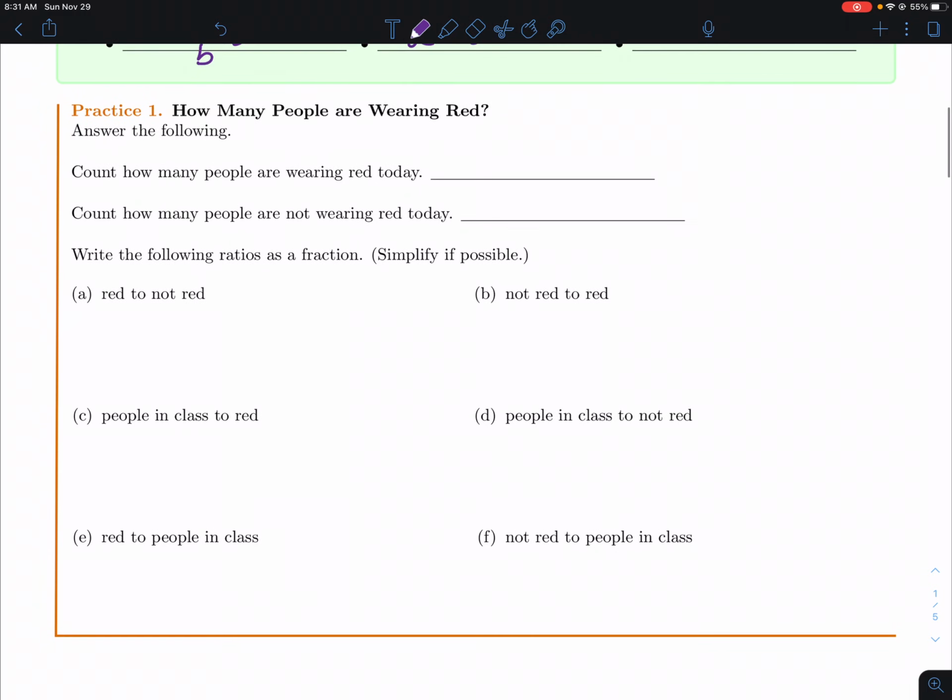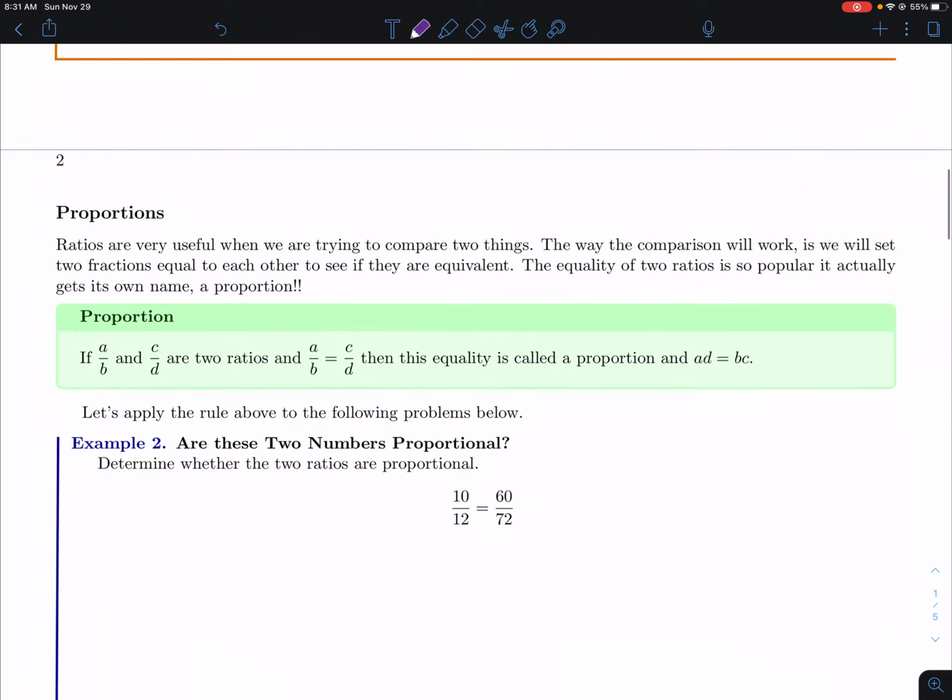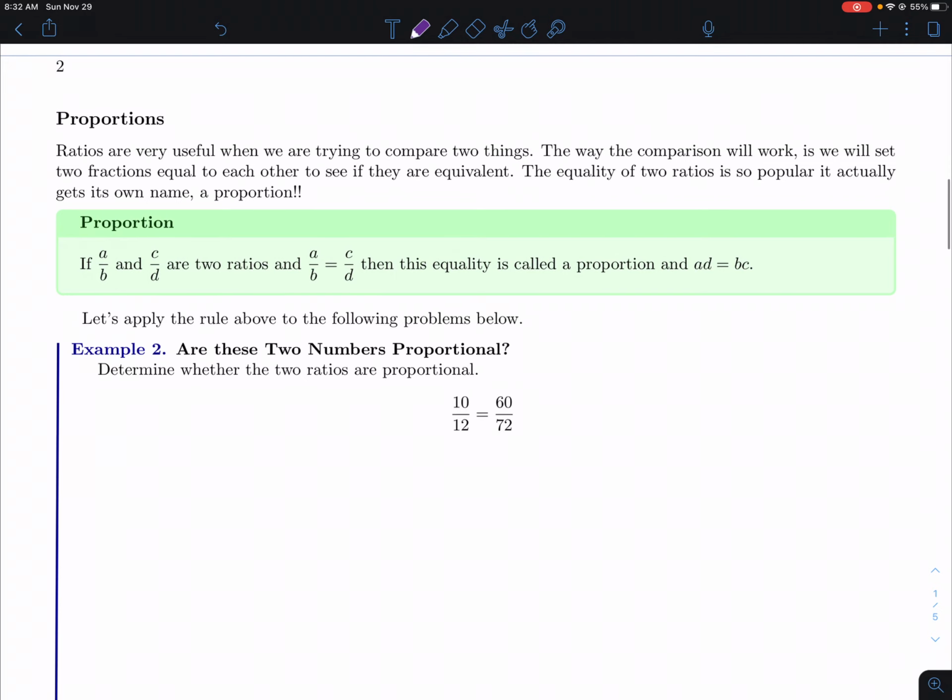Here's a nice little example I had just in case we were in class, but obviously we're not in class. I wanted you to practice figuring out the different ratios of what to what. We won't worry about that since we're not in class.